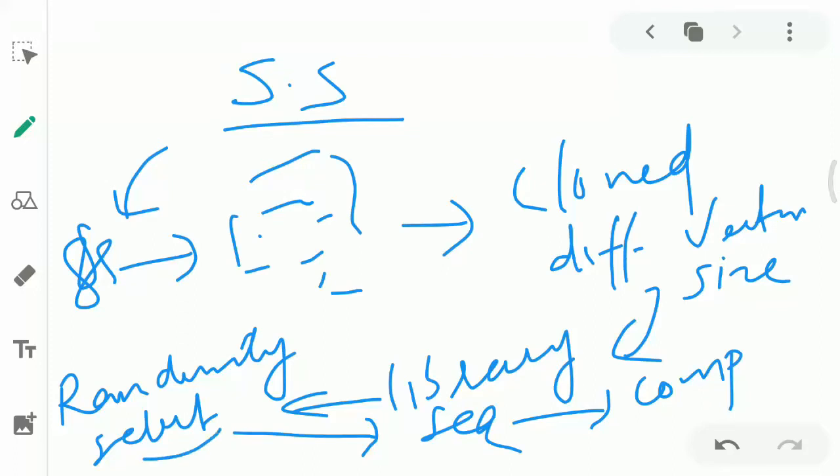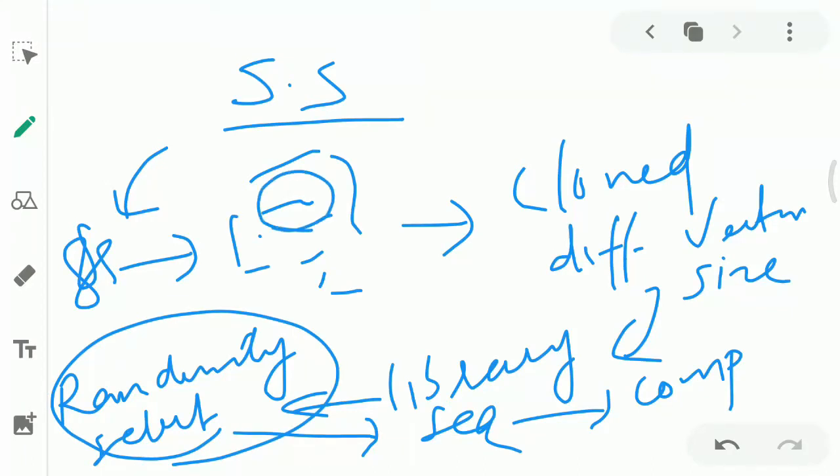So here it is randomly selected, there it is selected after screening. Here there are different sized fragments, there only 100 kb size fragments. Here we randomly sequence, there we go in a direction. These are the differences between random shotgun sequencing and directed sequencing. Okay.